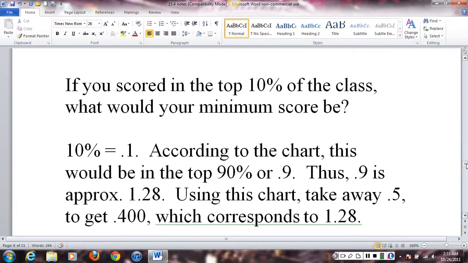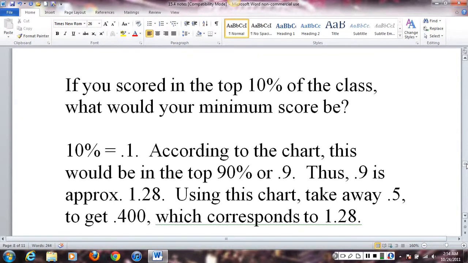So we want to look at our chart. This time we're looking at the areas. Where do we get a 0.9? Now again, with this chart, this is only half, so we're actually going to take away 0.5 to get 0.4, or 0.400. So 0.400 is actually what we look for.